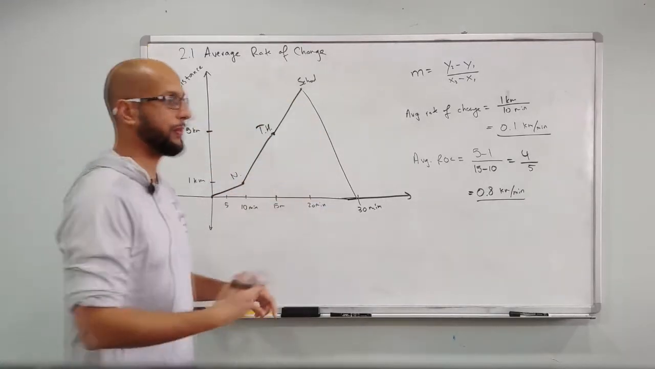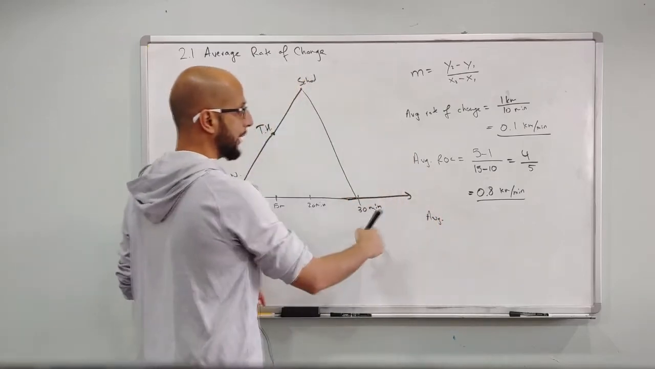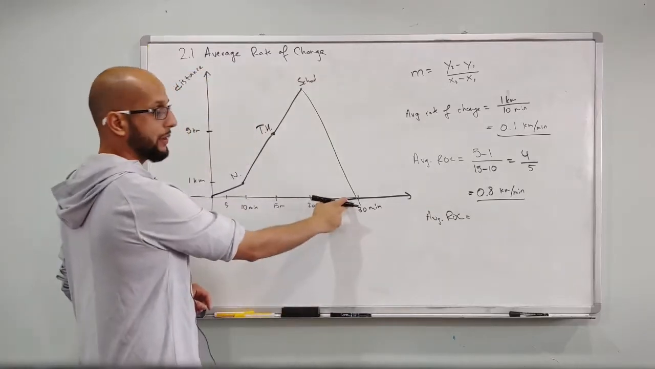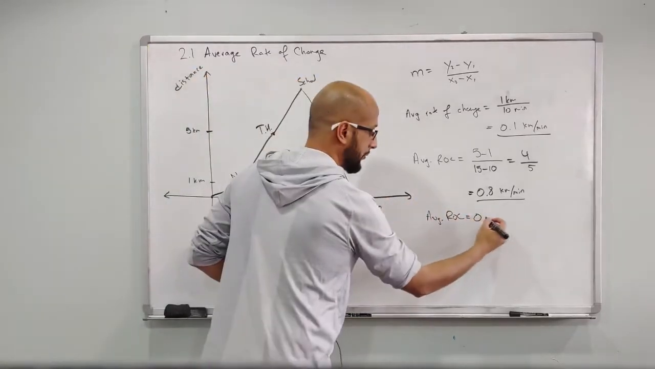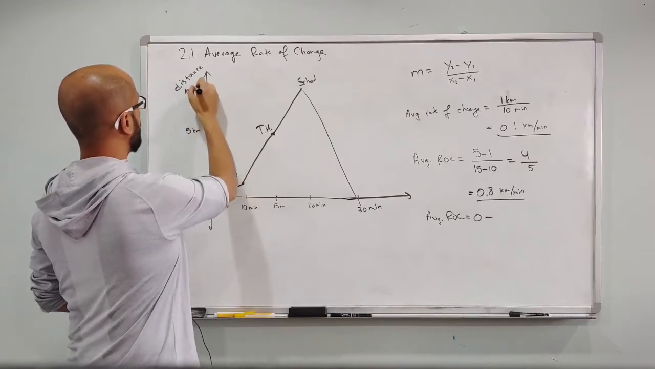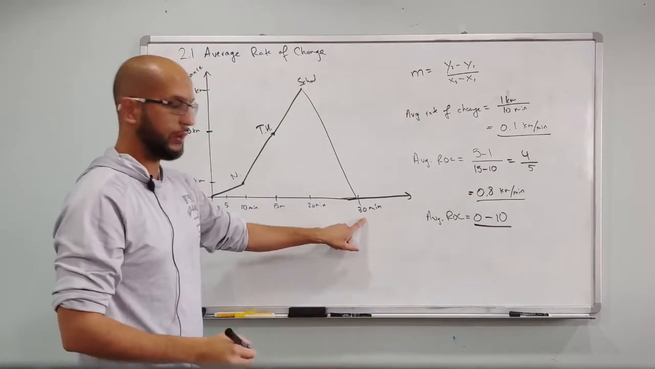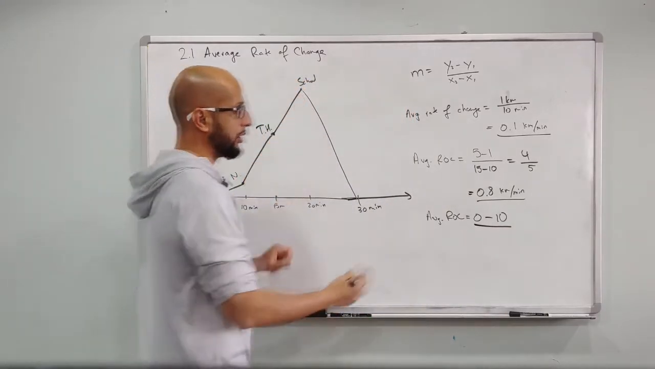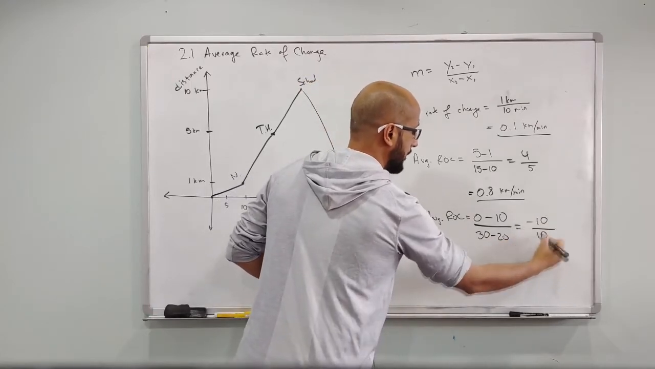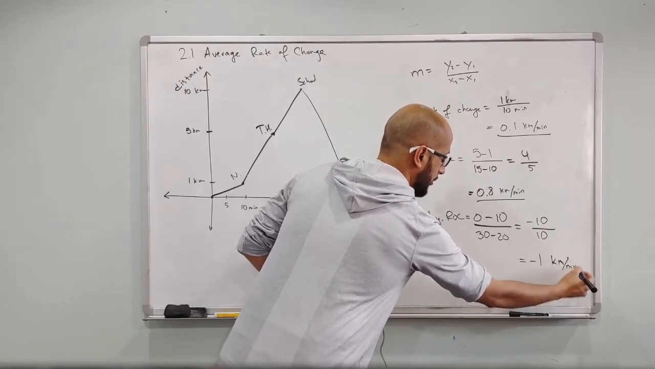What happens from my school back home? The average rate of change from school back home is going to be, well, I end up at 0 kilometers minus where I started, which I forgot to fill out here, is 10 kilometers, divided by the time that it takes. So I end at 30, I started at the 20-minute mark, so it's 30 minus 20, and this would be negative 10 over 10, which is negative 1 kilometers per minute.